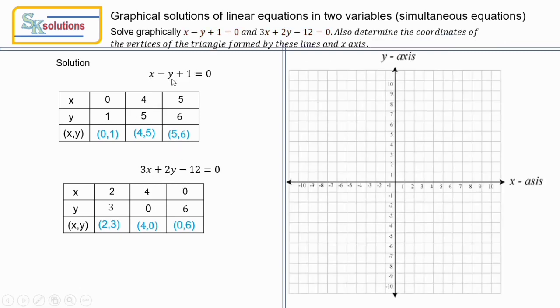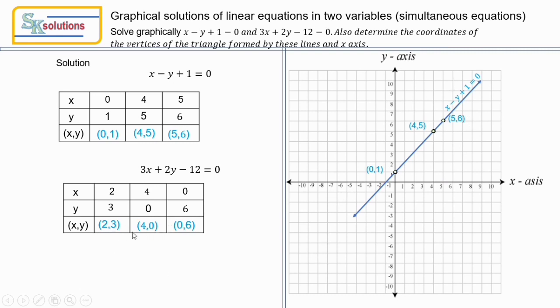For the first equation, if you draw the graphs, we will plot the points 0, 1, 4, 5 and 5, 6. Where is 0, 1? Yes, 0, 1 is here, and 4, 5 the point is here, and 5, 6 is here. Let's join this straight line and write its equation: x minus y plus 1 equal to 0.